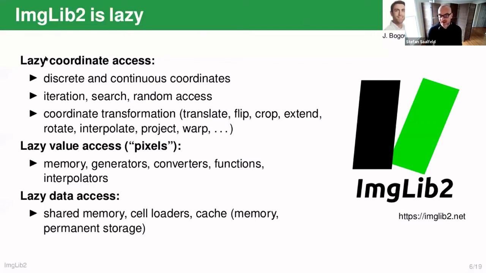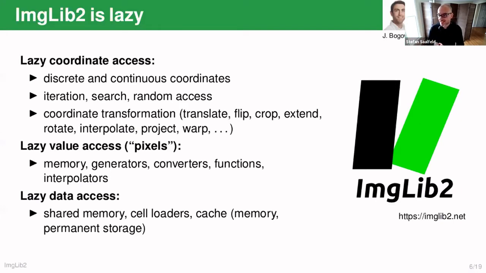First of all, we should start at a different point. ImageLib2 tries to express all mappings from discrete and continuous coordinate spaces into arbitrary pixel domains. So this means we come from n-dimensional vectors that are either on a grid, that's the discrete space, or in a continuous domain, that would be real space, real functions. And we map into pixels whose type we don't know yet.